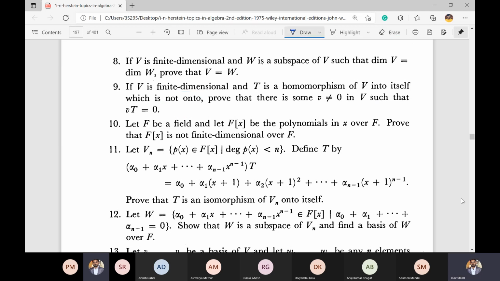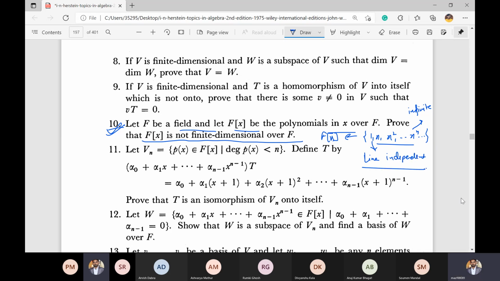So now for question number 10, F is a finite field, F[x] is the polynomials in x over F. Prove that F[x] is not a finite dimensional vector space. It is easy. You can take 1, x, x square, up to x power n, and so on. And how will you show? Okay, this is an easy one, but you have to show that these elements belong to F[x], and this one is an infinite set. Just you have to show this set is linearly independent.